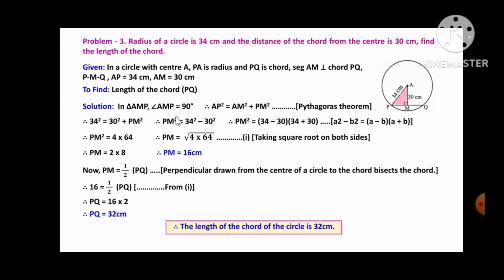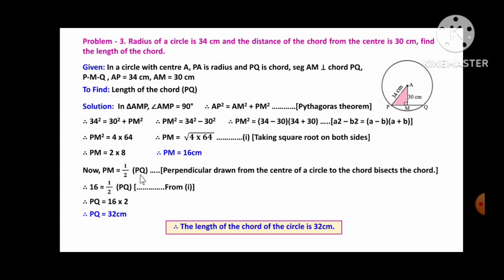So in triangle AMP, angle M is 90, so by using Pythagoras theorem, AP square is equal to AM square plus PM square. Put the values. AP is 34 square, equal to 30 square plus PM square. Therefore PM square is 34 square minus 30 square. So PM square is equal to, using the formula A plus B, A minus B, this formula we will use, 34 minus 30, 34 plus 30. So PM square is equal to 4 into 64. Therefore PM is equal to under root 4 into 64, that is 2 into 8. So PM is 16.